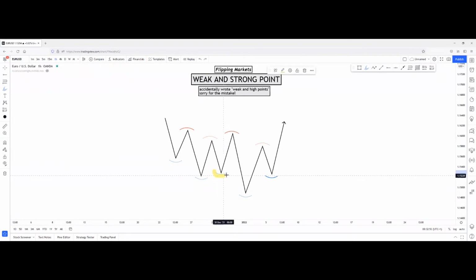This will be a weak low again because this low couldn't break above the last strong high. So this proves it can't break structure to the upside. It can't change character to the upside. It can't break above the last strong high. So this means this is weak.